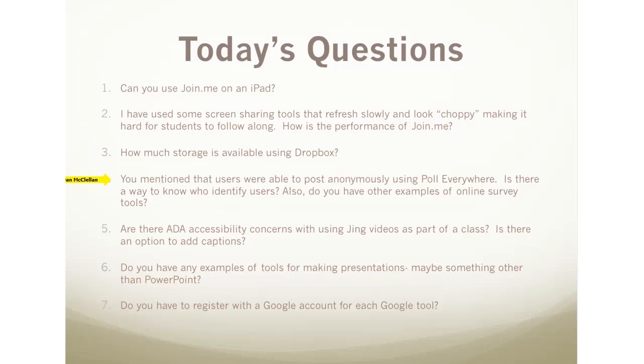All right, question number 4. You mentioned that users were able to post anonymously using Poll Everywhere. Is there a way to know who the users are? Also, do you have other examples of online survey tools?